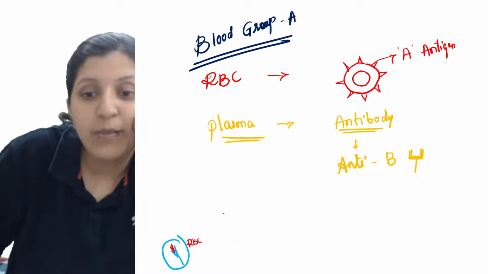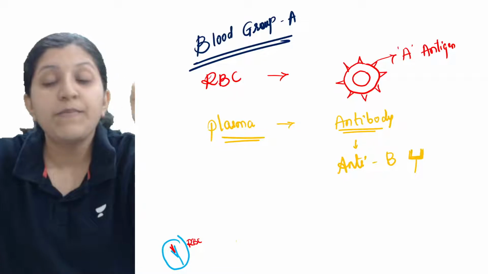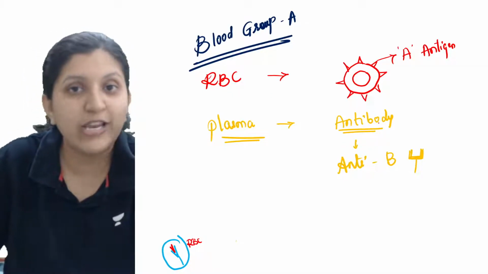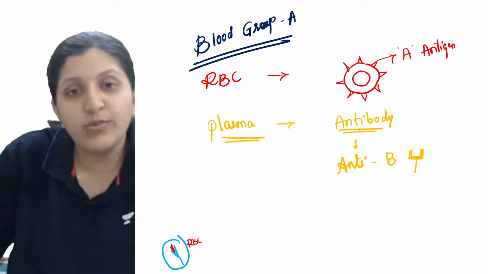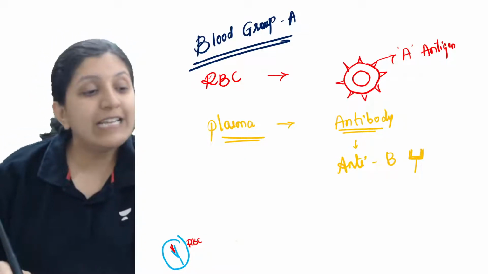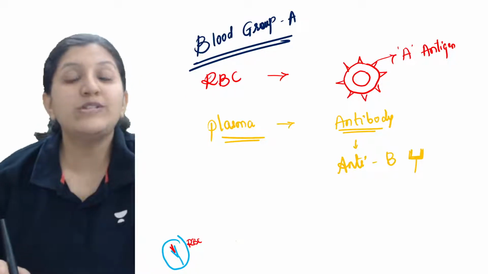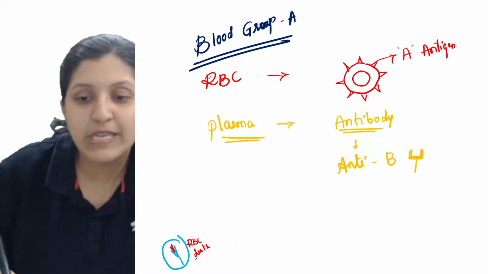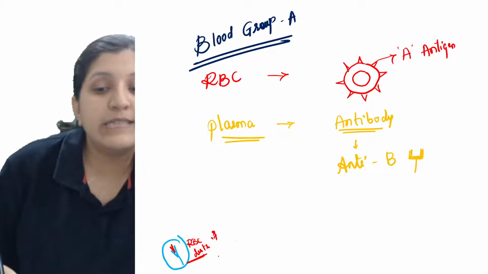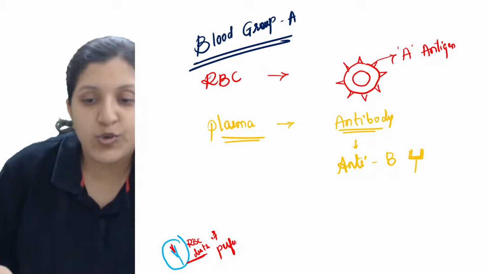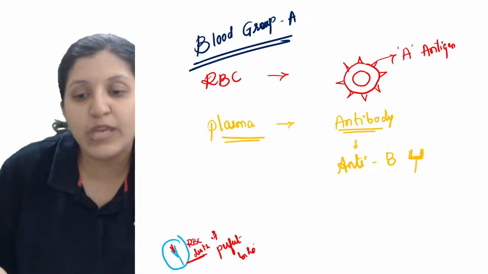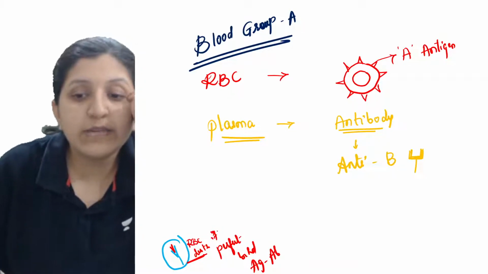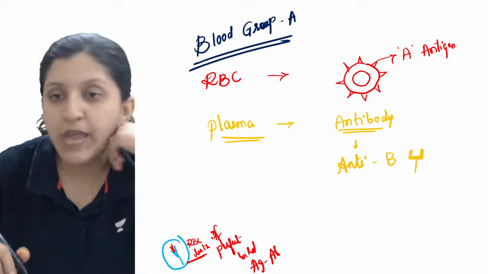So this RBC will be killed, and that's the reason humans do not have the same type of antigen and antibody. Basically you will find a different one, because the antigen antibody reaction can lead to destruction of the RBC. If there is perfect binding between antigen and antibody, you can see the destruction of the RBC.